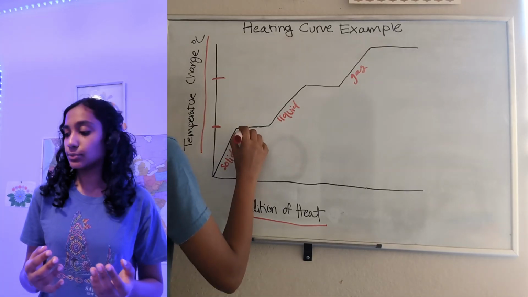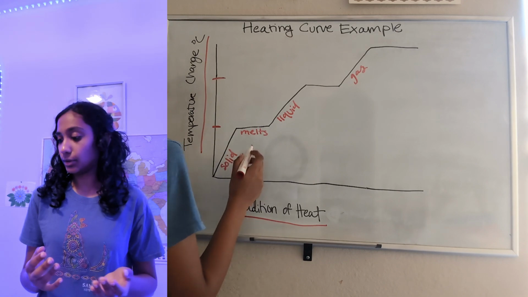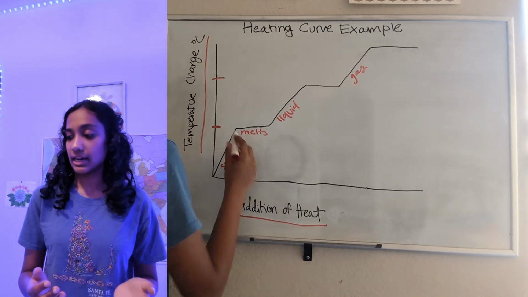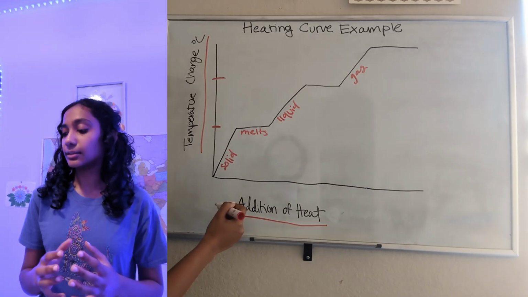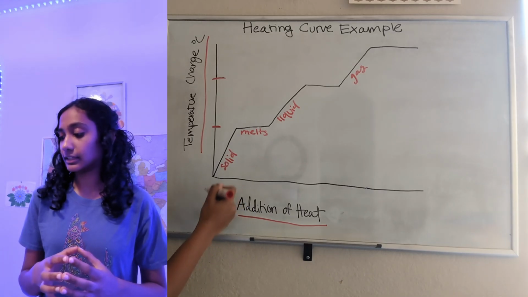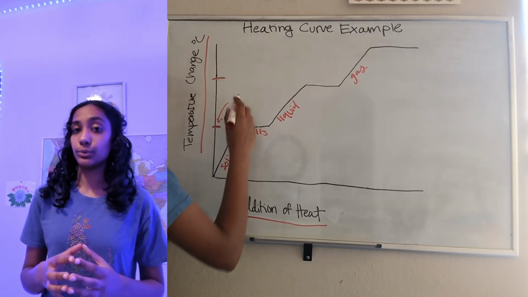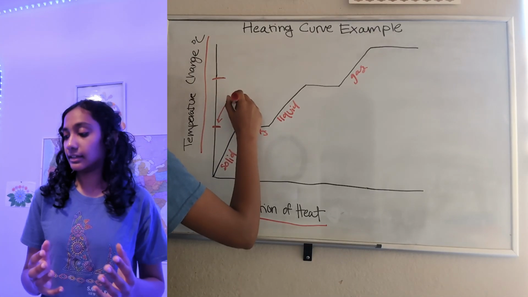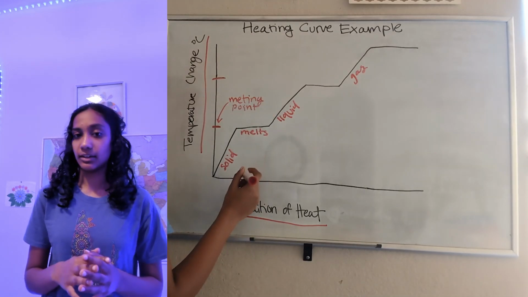So, when it's solid, we know that as you add heat to it, the temperature increases. But what happens when the solid starts melting into a liquid? We can see that even though we're adding heat, the temperature doesn't change. This is because the added heat is used to break the bonds between the solid molecules instead of being used to increase their temperature. And in this part, we start to see the solid melt.